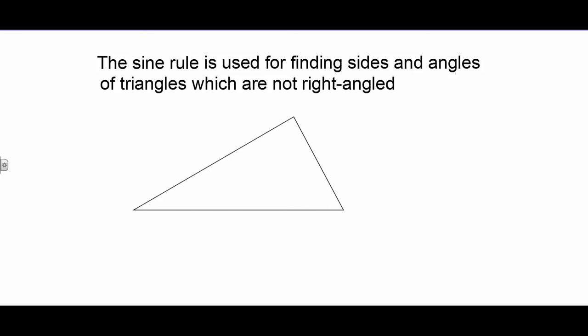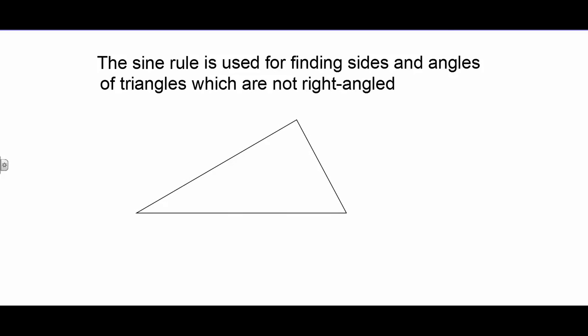Sine rule is used when we know two sides, say this one and this one here, and one of the three angles, like that, where the angle is opposite to one of the two sides that we know, so either this one here or this one here. We use the sine rule then to find the other side and the other two angles.